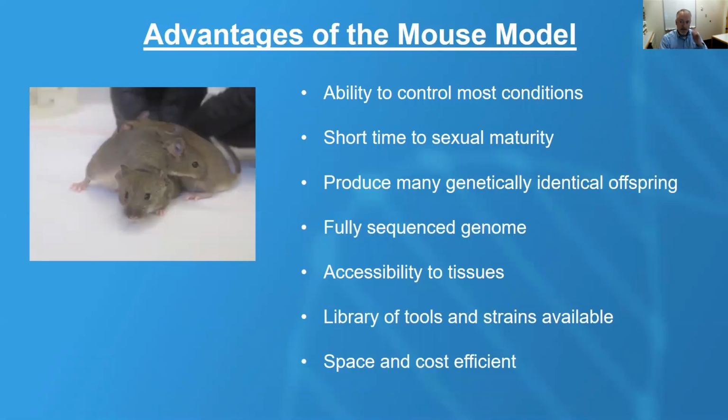Some advantages of utilizing the mouse model in research in general are shown in this slide. While not all of these points are exclusive to the mouse, all of these points together make for a really strong model. The ability to control most conditions in a genetically distinct background, the ability to produce many offspring in a short amount of time, the ability to easily manipulate a defined genome while having access to any tissue you desire, as well as the existence of a library of tools and strains available, and being space and cost efficient, all make the mouse a truly amazing animal model for research.